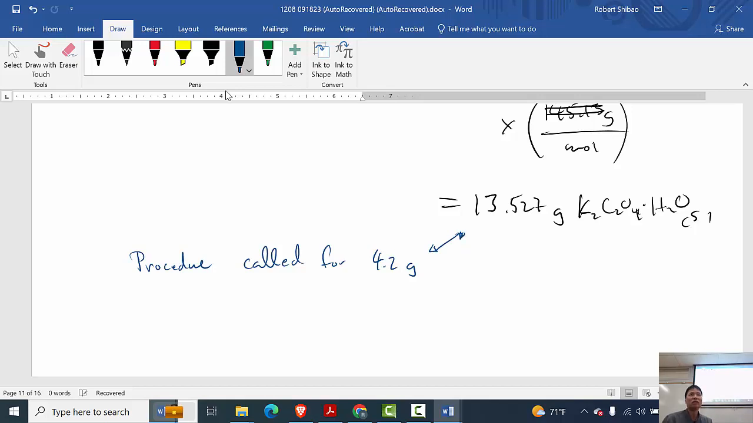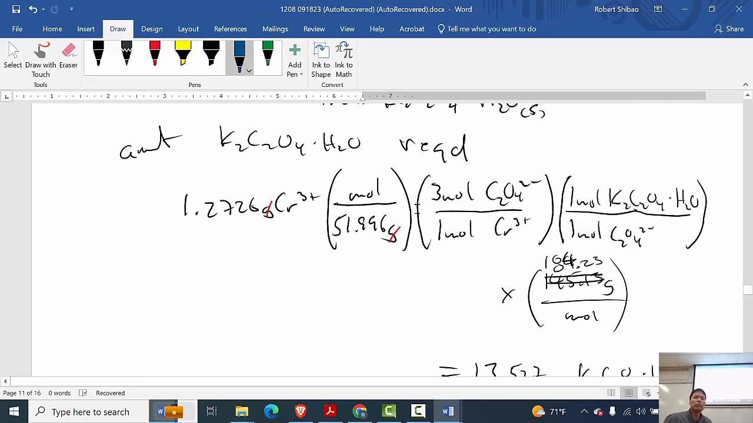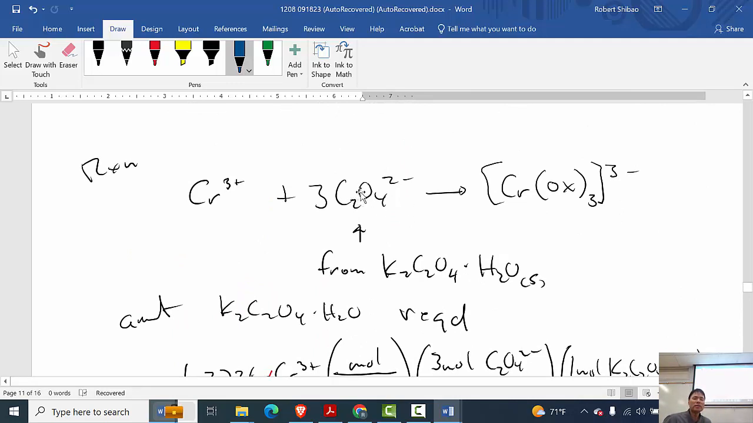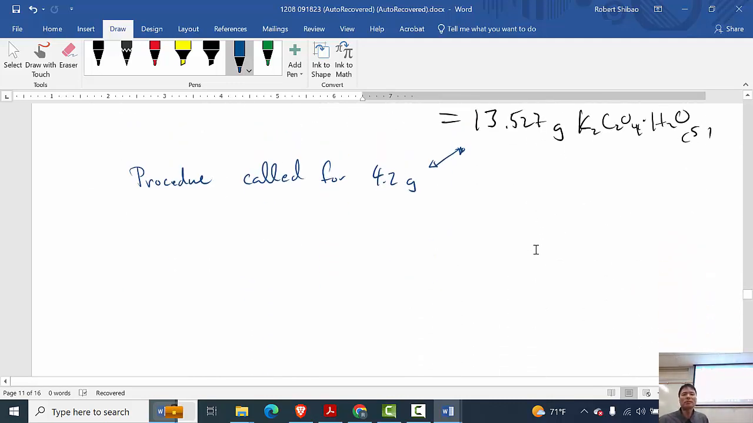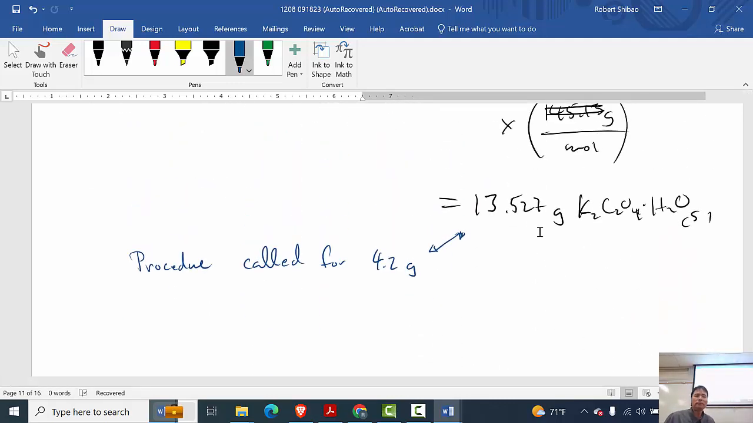Am I going to have enough? No. It would mean that oxalate is the limiting reagent. We don't want oxalate to be the limiting reagent. What do we want to be the limiting reagent? Chromium. So that's the problem. But procedure called for 4.2 grams.